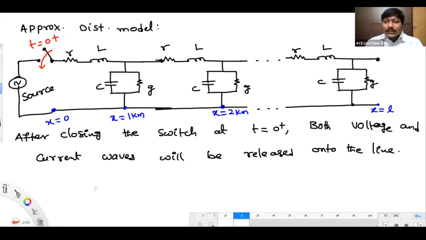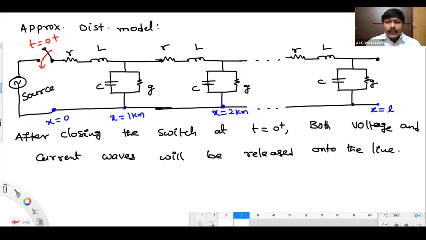Model is different. What is the model on which we are doing transient analysis in case of network theory? Lumped model, but now we are doing it on the distributed model, right? So that's the simple clarity what we need to have. Okay, we are doing transient analysis on the distributed parameter model.